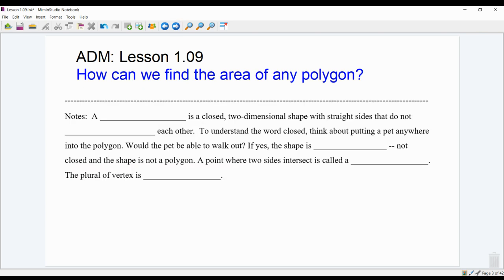All right, so let's go to the notes where we fill in some words. A polygon is a closed two-dimensional shape with straight sides that do not cross over. You could use overlap, but they don't cross over each other. To understand the word closed, think about putting a pet anywhere into the polygon. Would the pet be able to walk out? If yes, the shape is open, not closed, and the shape is not a polygon. A point where two sides intersect is called a vertex, and the plural of vertex is vertices.